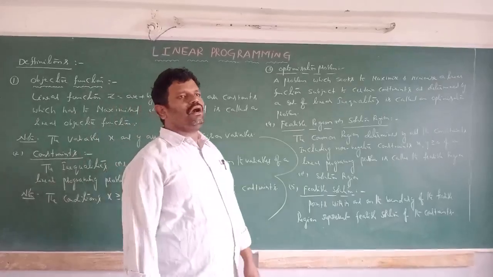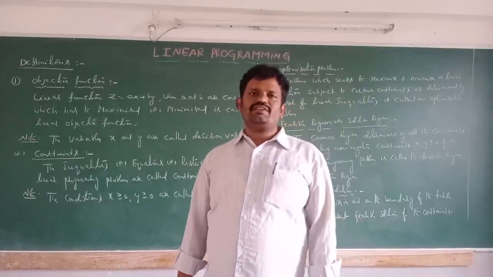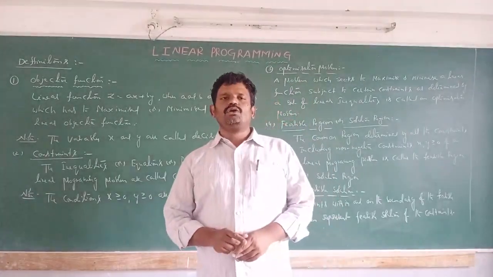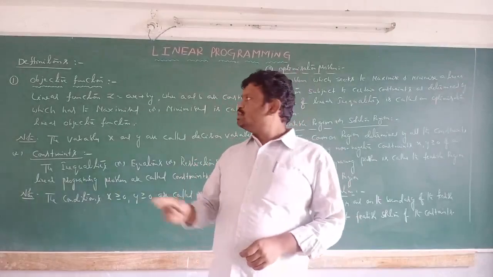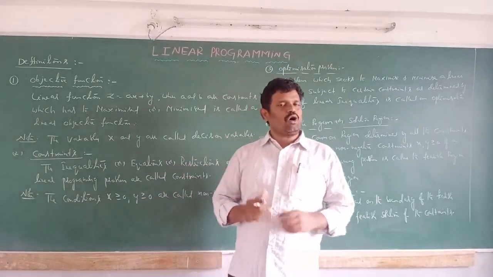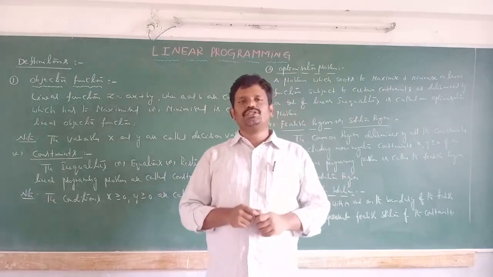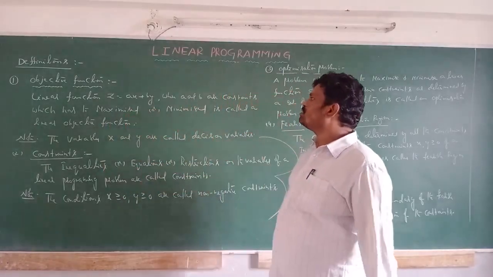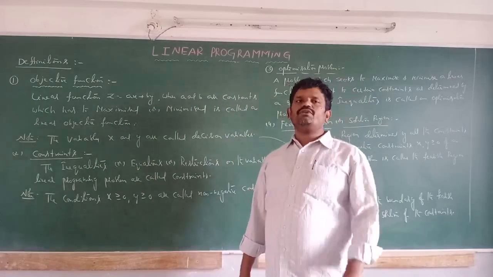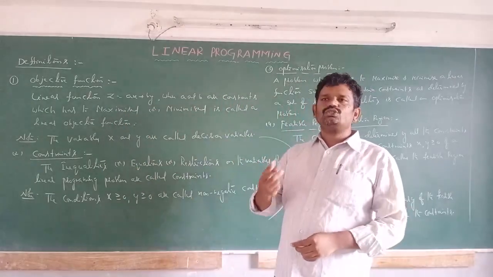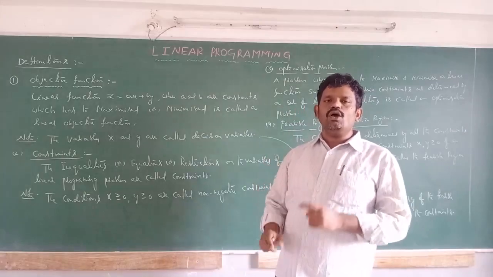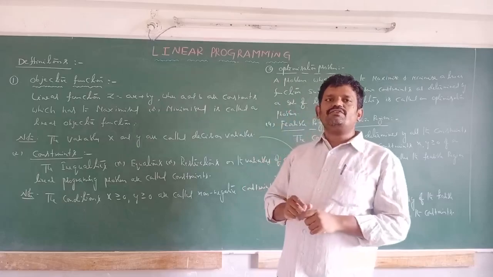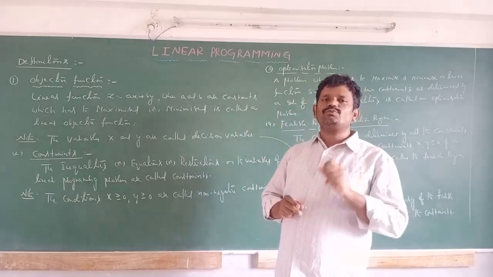I already told you about the 7 definitions. Out of them, one definition is compulsory for a 1 mark question. The first definition is the objective function. It is a linear function z equal to ax plus by, where a and b are constants, which has to be maximized or minimized. Such linear functions are called linear objective functions.